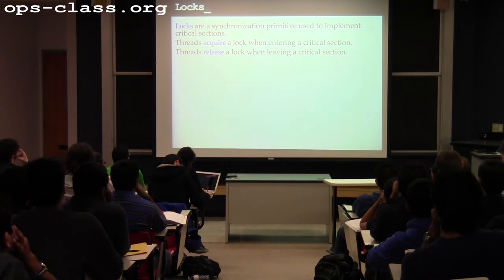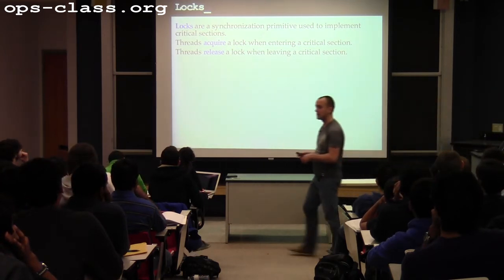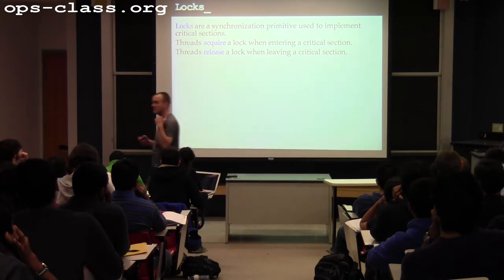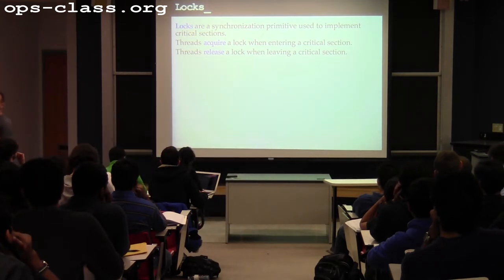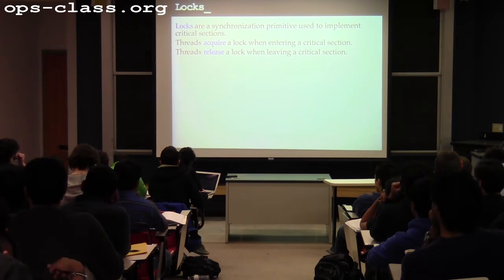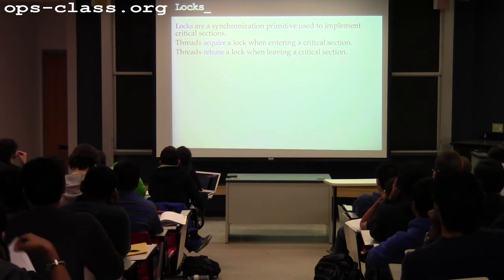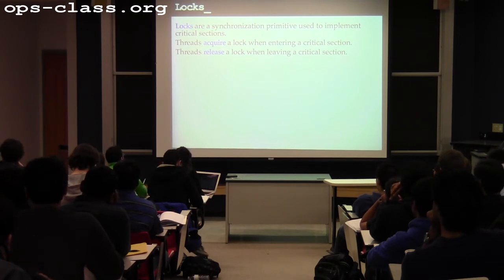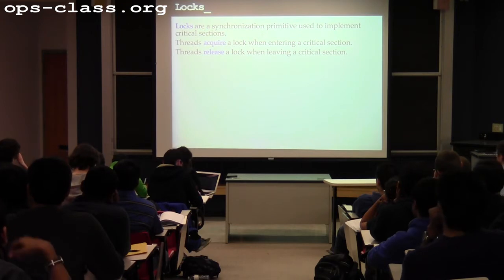In order to solve the problem with these spinning locks, we're going to talk about a more general primitive. But what we've really built is an example of something called a lock. Locks are a pretty intuitive synchronization primitive to think about. Locks essentially give somebody exclusive access to a particular resource. And locks can be used to implement critical sections.